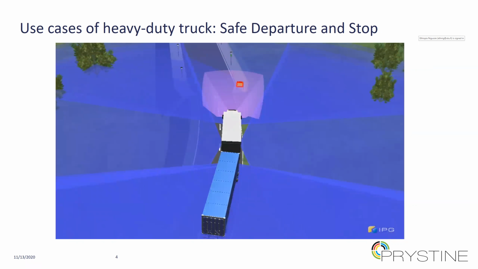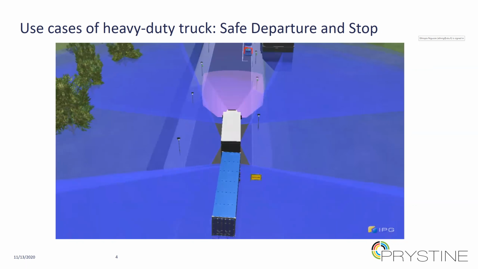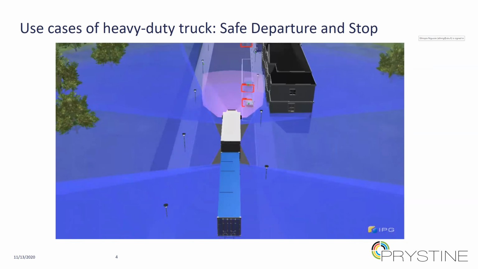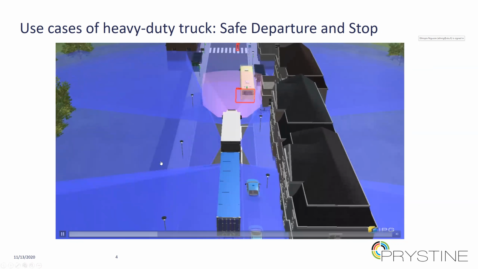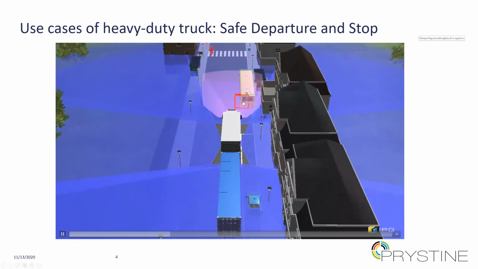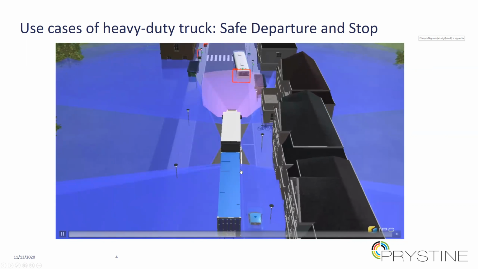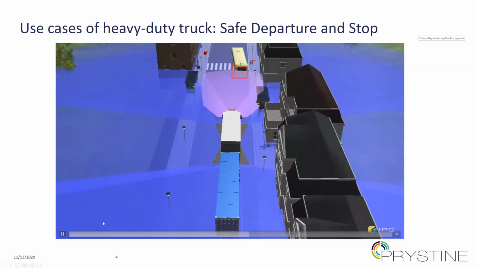So in our project, we use this 24 gigahertz radar and several types of cameras. So here you can see that it stops because the bus is about to leave, and then it starts again safely.